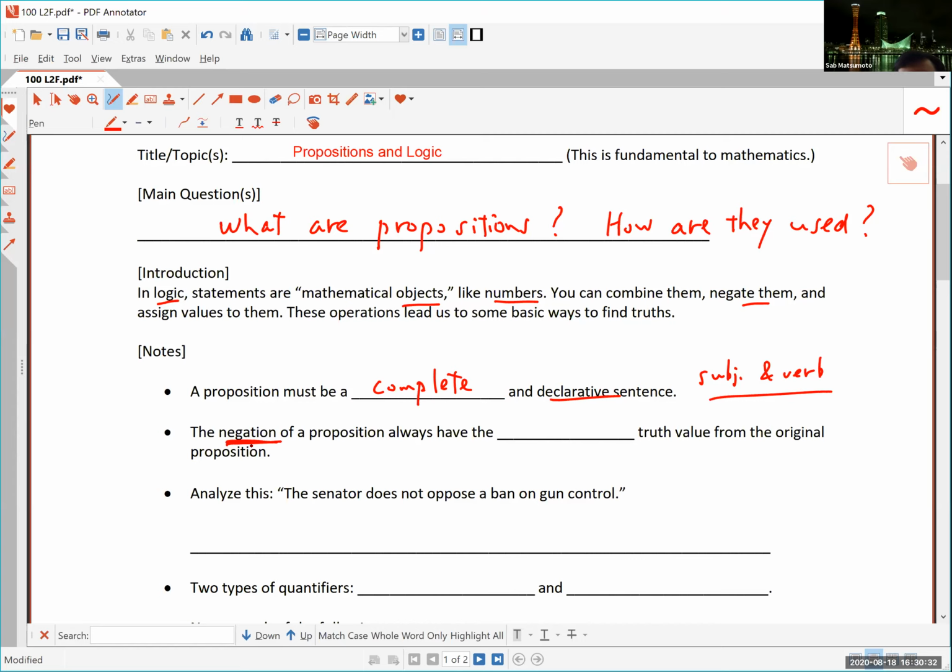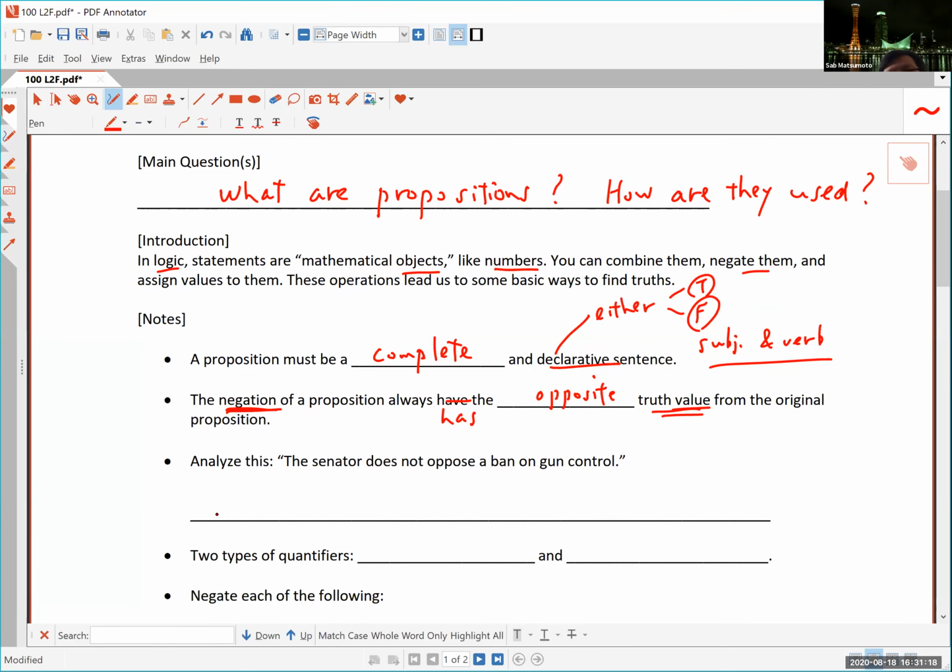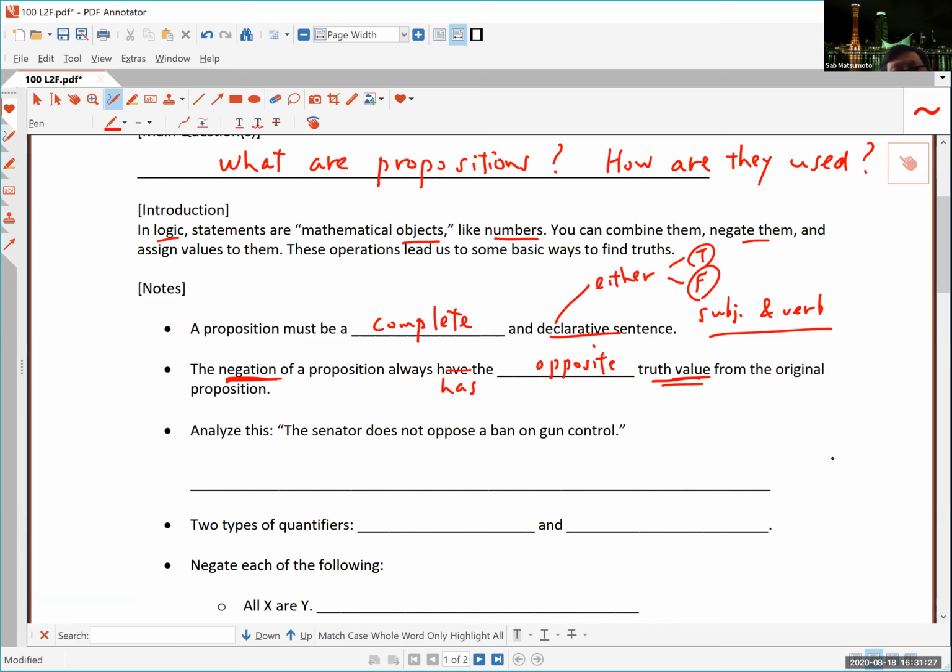The negation of a proposition always has the opposite truth value from the original proposition. And I guess I should mention what the truth value is. There are basically two truth values. Every declarative sentence should be either true or false. So T or F, these are the truth values I'm talking about. So the negation of a true statement would always have to be false, and the negation of a false statement has to be true. That's simple. Of course, it's simple when you think about it right now, but as you dive into the world of logic, you'll see that things are a little more complicated sometimes. Okay, all right, so let's take a look and see what we can find out.